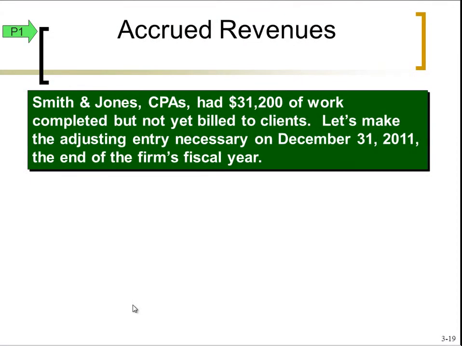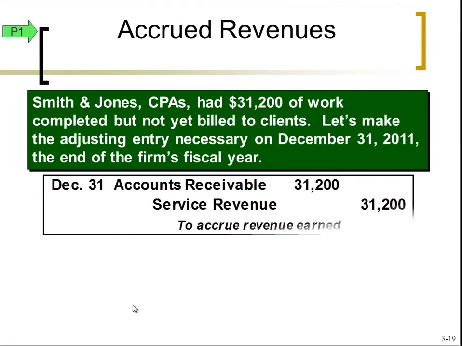The last adjusting entry here is the accrued revenues. We have a few different examples for this, but the one we're going to use right now is where Smith & Jones CPAs had $31,200 of work that was completed but not yet billed to the clients. So we've earned it, we just haven't billed it yet. The reason this might happen is some companies have a policy where they bill on a certain day of the following month. For example, they may not bill until the 15th of the following month for all services they provided in that previous month. But we still earned it.